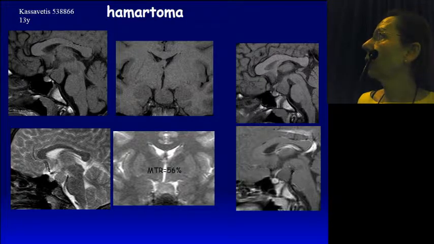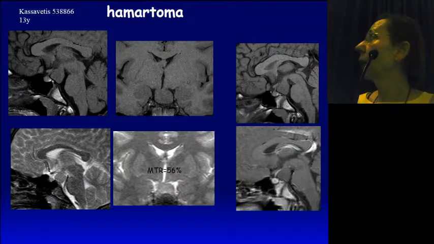Here another case, you see a big pituitary gland. Of course, I can see it by experience, but I have to measure. And you see this hamartoma case there with isosignal or a bit lower compared to the brainstem. And after contrast administration, there is no enhancement.